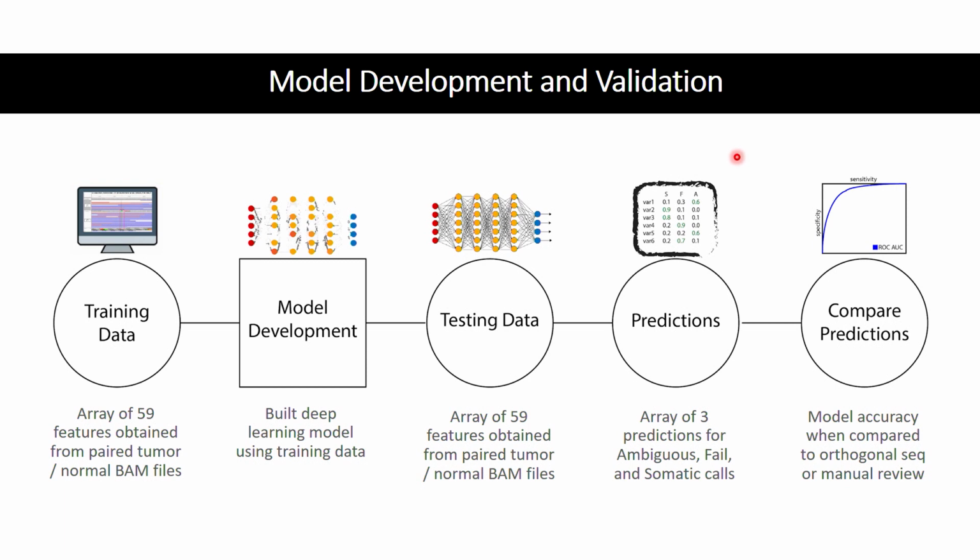We built a deep learning model using the training data, and then we employed that model on a cohort of testing sets. All of those had, again, 59 features that were associated with the sequencing data. The predictions from the model was an array of 3 predictions, including somatic, ambiguous, or failed calls. And then finally, we developed the prediction accuracy by comparing the model performance to orthogonal sequencing or to original manual review calls.